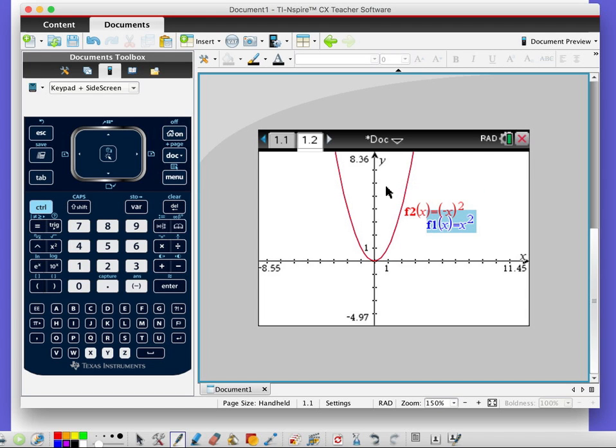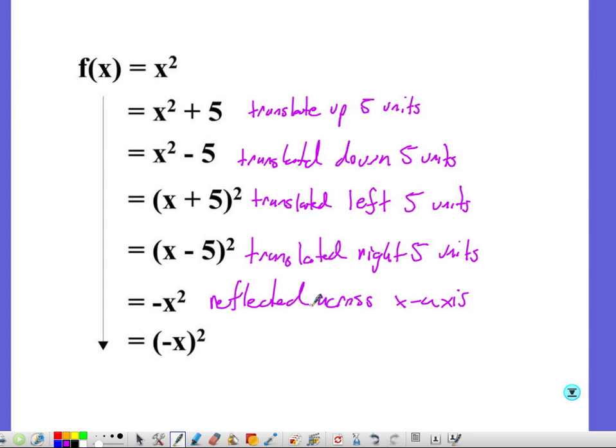No, it didn't. It's exactly the same graph. Now, since we said that if we have the negative on the outside, it's reflected across the x-axis, if the negative is on the inside, your intuition might say that it's going to be reflected across the y-axis. Is that what is going on here?